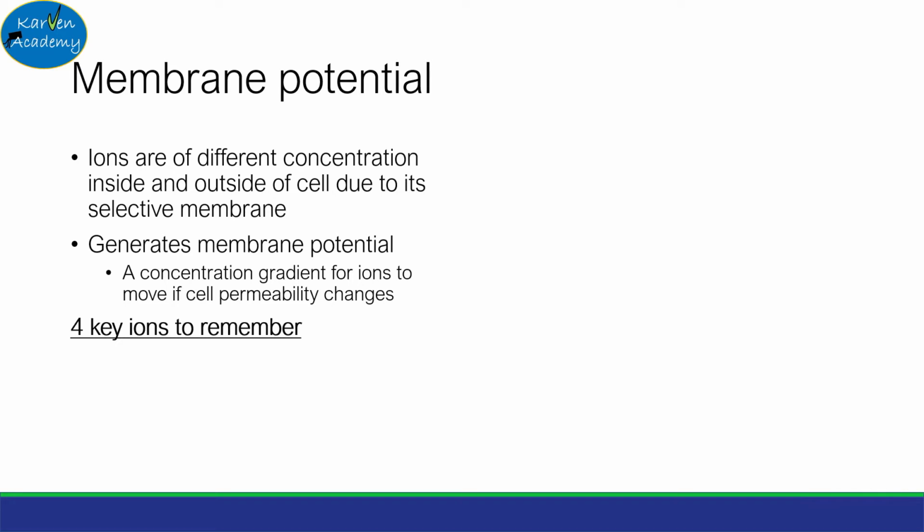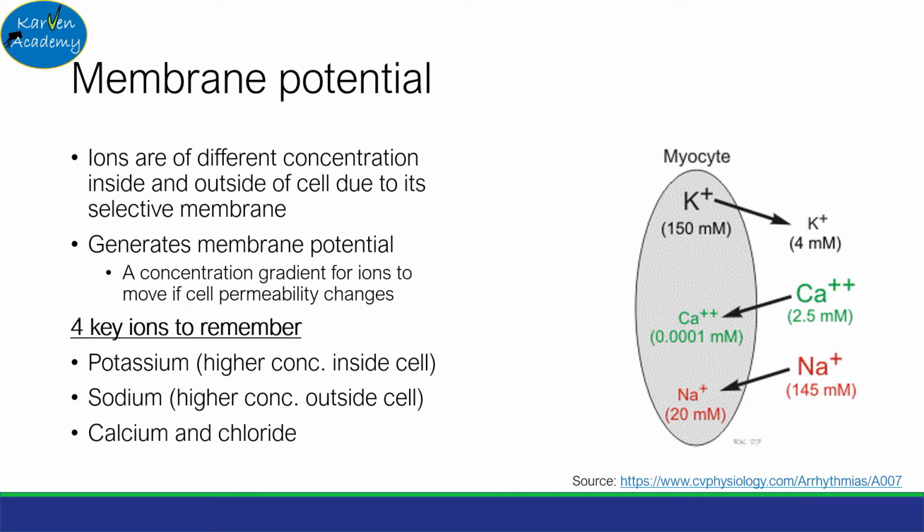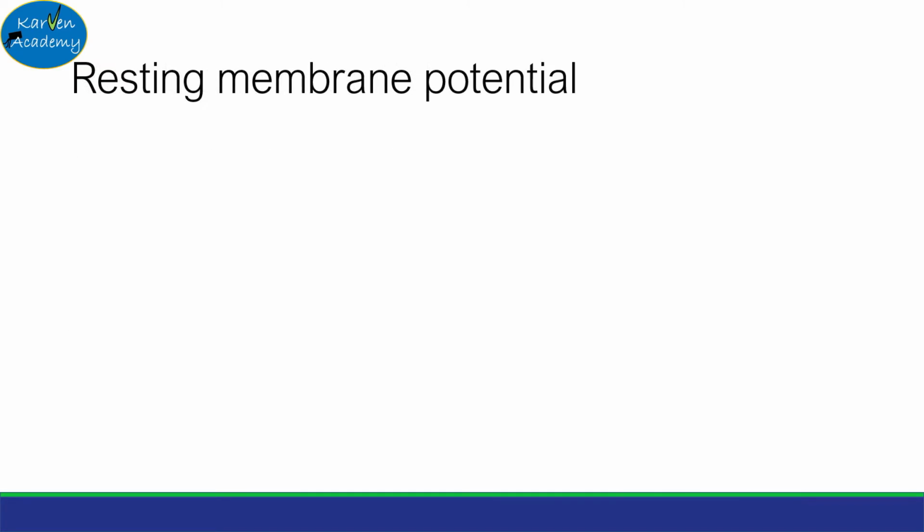Four key ions to be familiar with at A-level biology are potassium, sodium, calcium, and chloride. Generally, we have a higher concentration of potassium inside the cell and a higher concentration of sodium outside the cell. The concentration of calcium and chloride ions are important in transmission of electrical impulses across the synapses. Okay, hopefully that made sense.